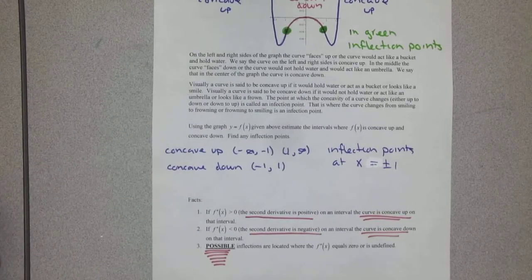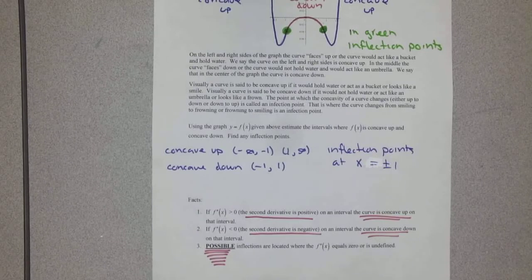And then, this is important. It's bold, it's capitalized, it's underlined multiple times. Possible inflection points are located where the second derivative equals 0 or is undefined. Just like critical numbers can turn out to be maxes, mins, or nothing, possible inflection points can be inflection points or not. It depends. You've got to verify whether it's an inflection point or not. Now, the good news here is you actually already know how to do these problems. You just don't know that you know how to do these problems.